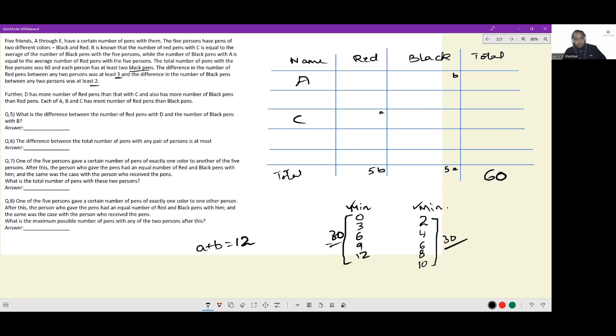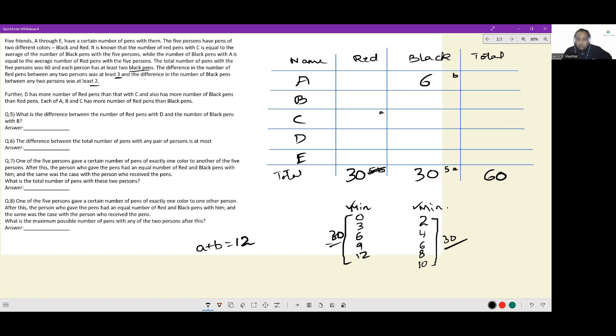Which is to say, the number of pens present with people here are precisely these numbers only. If the total number of pens present with people are precisely these numbers only, we know 5A is 30, 5B is 30. The totals for red and black pens are going to be 30 and 30. Next thing we know is B is equal to 6.